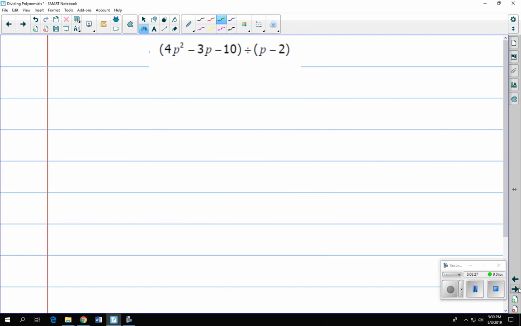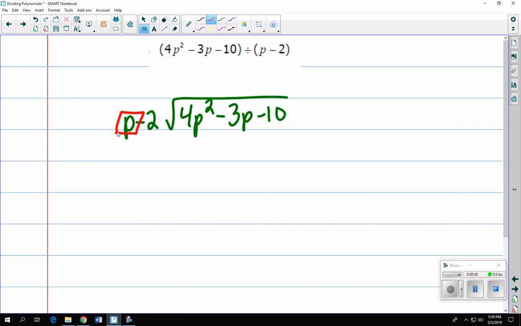This is written a different way. It's the same exact concept. I'm going to go about p minus 2 being divided into 4p squared minus 3p minus 10. Starting off, I'm only concerned about this p term. P goes into 4p squared 4p times. 4p times p is 4p squared. 4p times a negative 2 is a negative 8p.